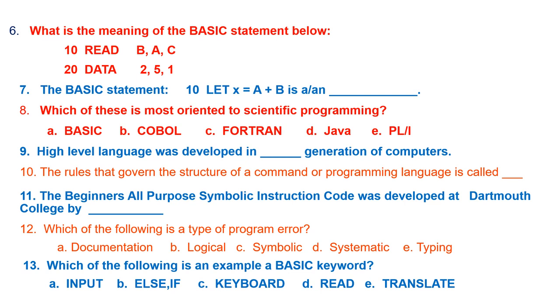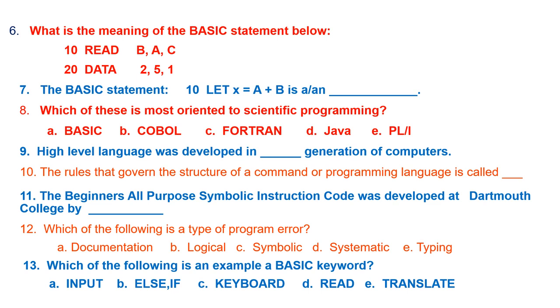Number 8, which of these is most oriented to scientific programming? Amongst the list, the most oriented to scientific programming is the Fortran language, which is referred to as formula translation. Fortran is an acronym for formula translation. We have BASIC there, which has to do with beginners and scientific use. We have COBOL that aligns more to business programs. We have Java that takes care of most of your object programs, like the games you play.